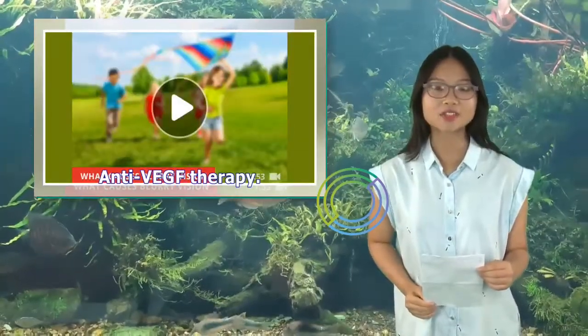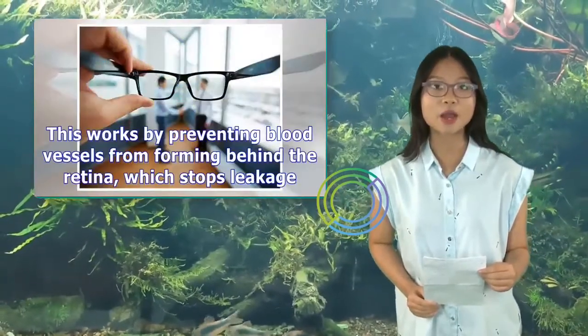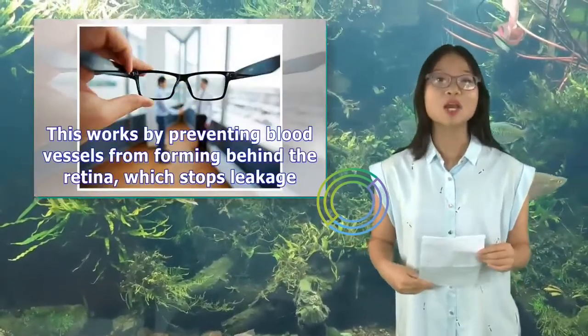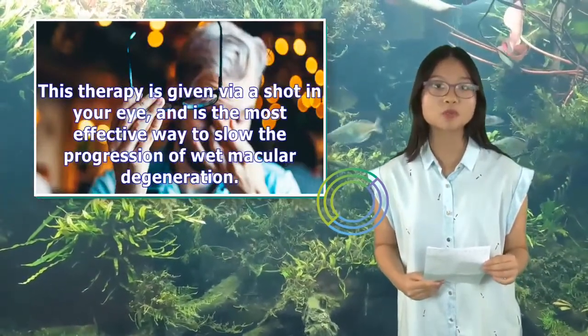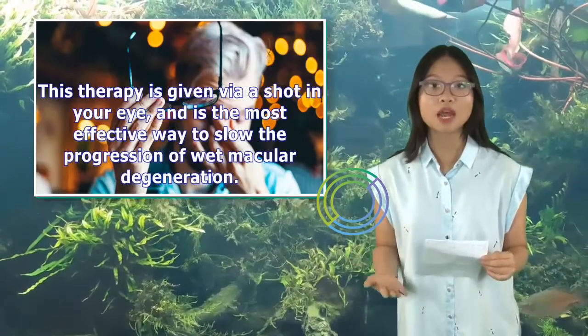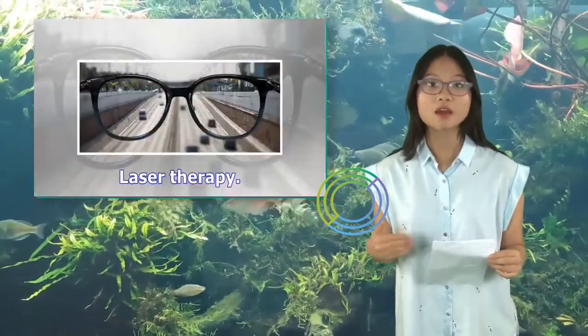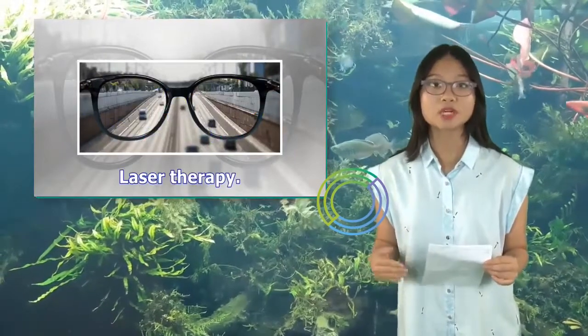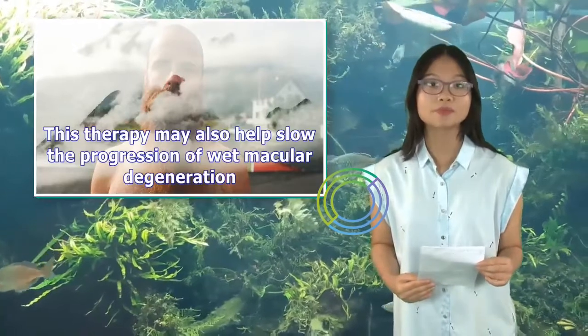Anti-VEGF therapy. This works by preventing blood vessels from forming behind the retina, which stops leakage. This therapy is given via a shot in your eye, and is the most effective way to slow the progression of wet macular degeneration. Laser therapy. This therapy may also help slow the progression of wet macular degeneration.